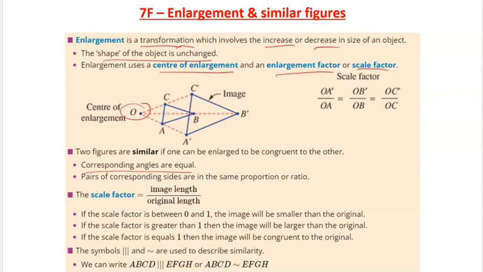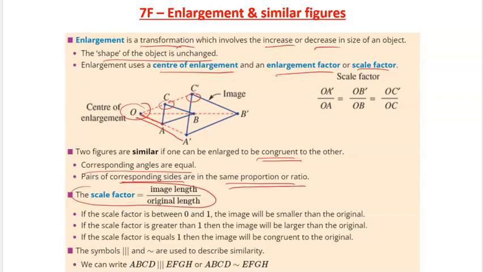So OA compared to OA prime gives us the scale factor, how much we have increased or decreased by. Two figures are similar if one can be enlarged to be congruent, remember congruent, to each other. We get corresponding angles equal to each other. So this angle ACB is the same as A prime C prime B prime. And pairs of corresponding sides are in the same proportion or ratio.